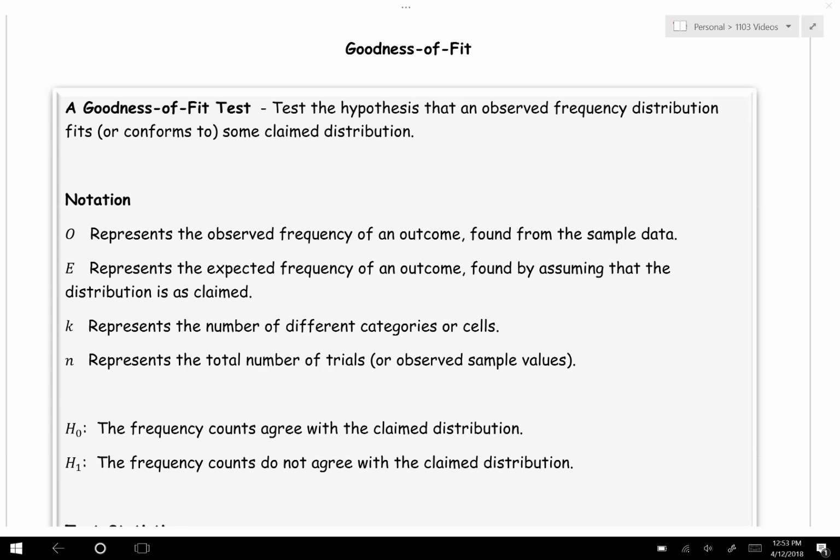Hi. In this video we're going to be going over something called the chi-squared goodness of fit test. It tests the hypothesis that an observed frequency distribution fits or conforms to some claimed distribution.